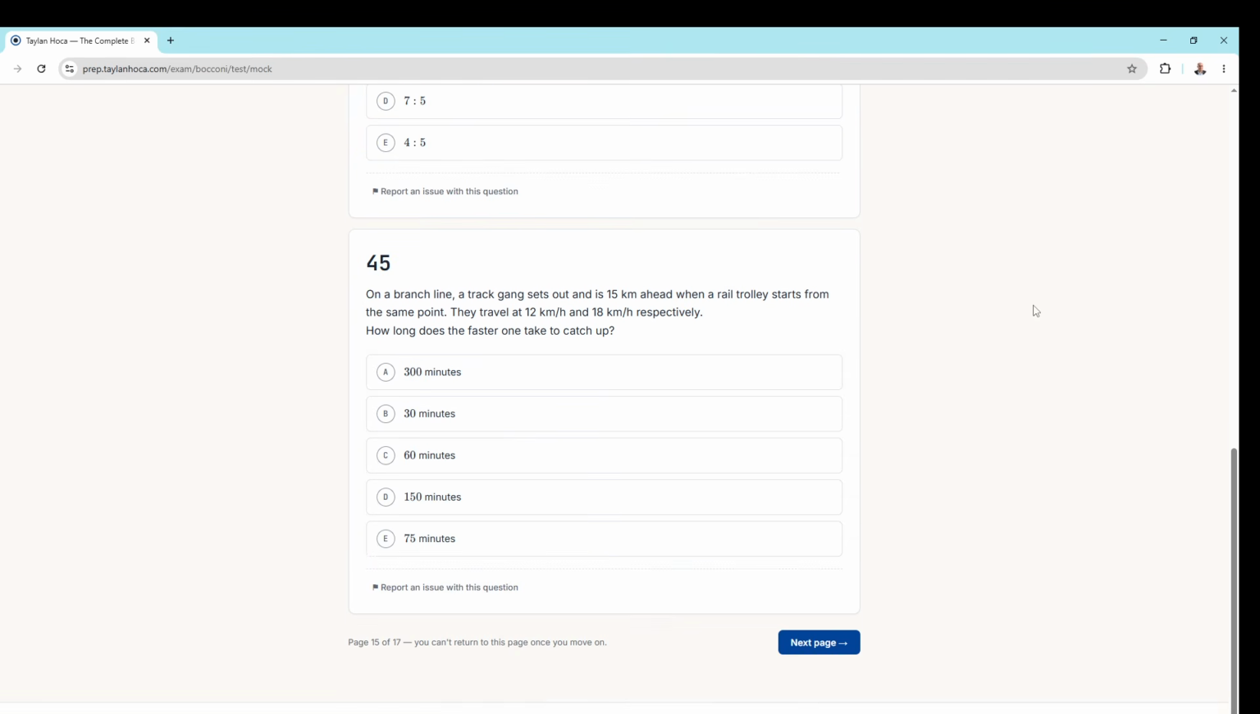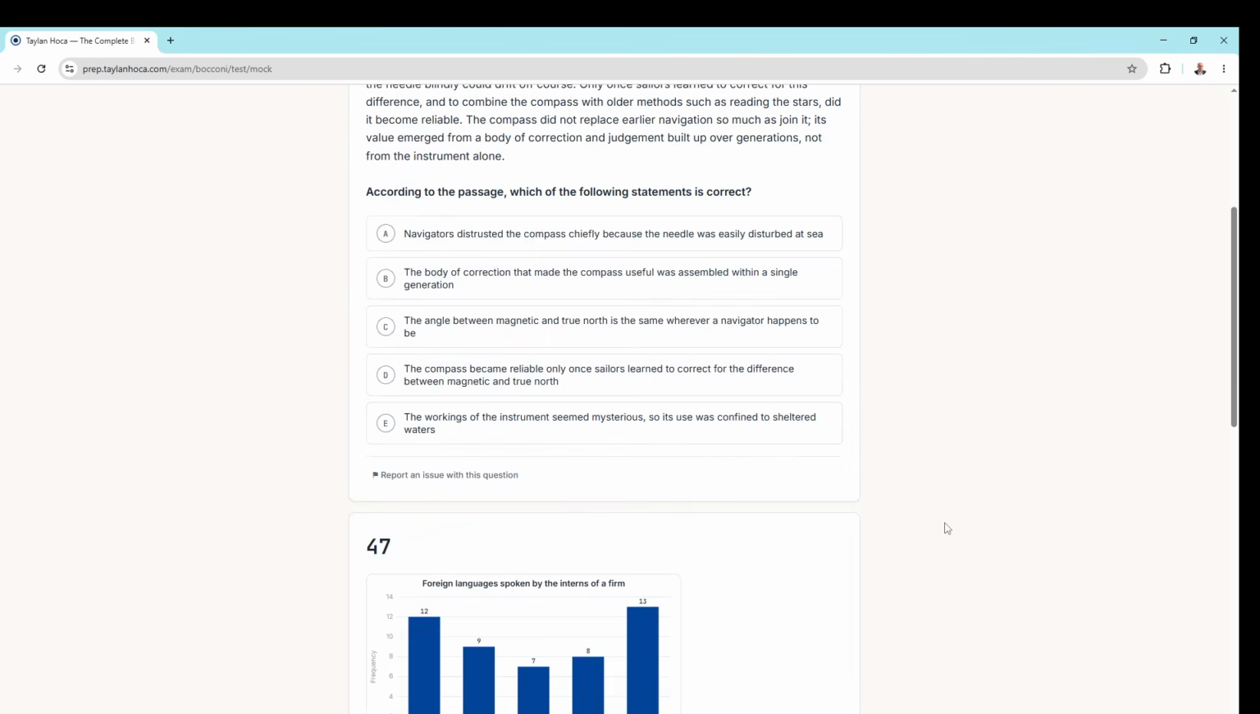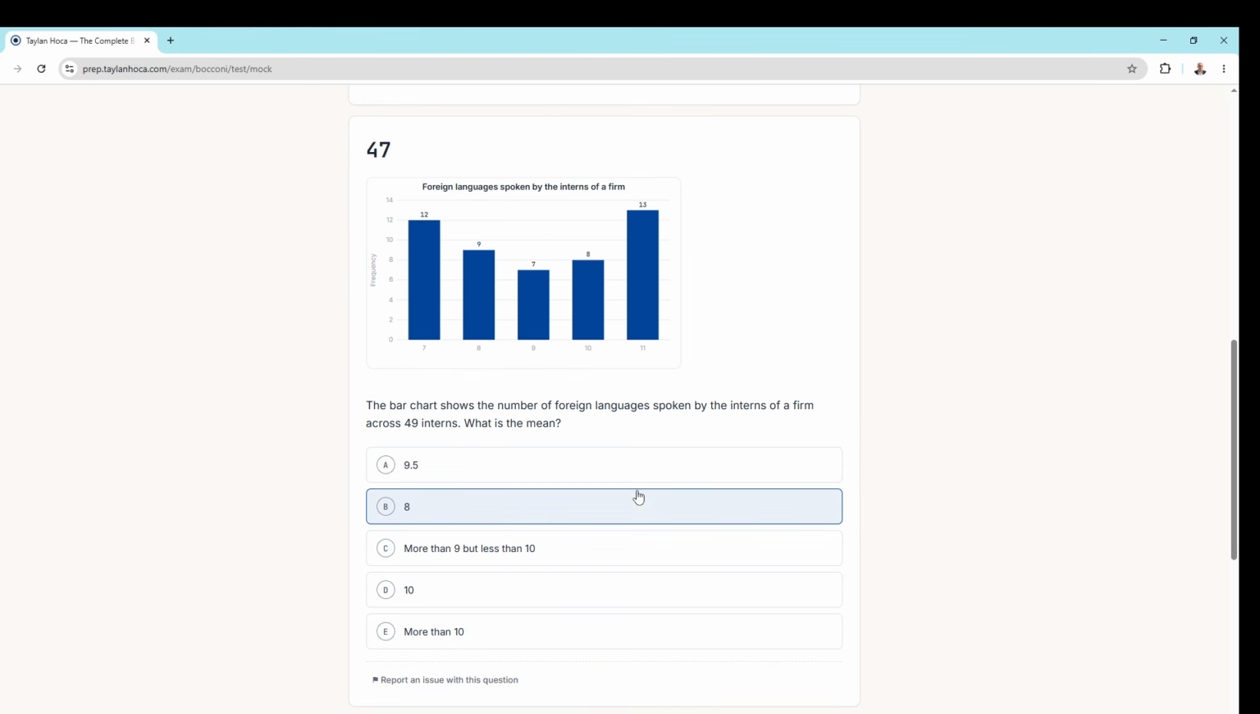No equations, nothing. A track gang sets out 15 kilometers ahead when a rail starts from the same point. They travel 12 and 18 kilometers per hour. How long does the faster one take to catch up? So now the difference is 15 kilometers and it closes 6 kilometers per hour. 15 over 6, 2.5 hours. It closes in 2.5 hours, which is 150 minutes. All right.